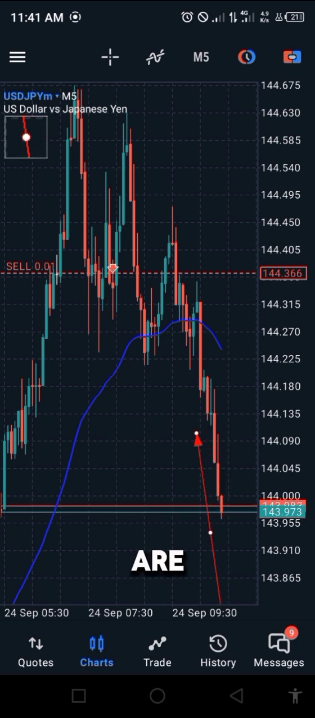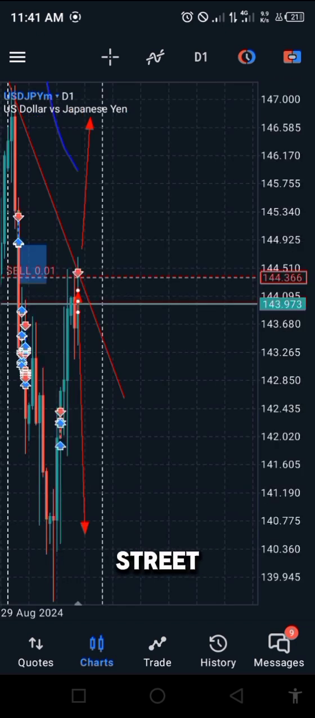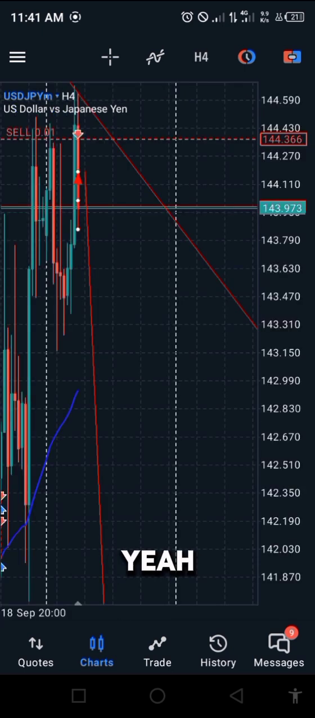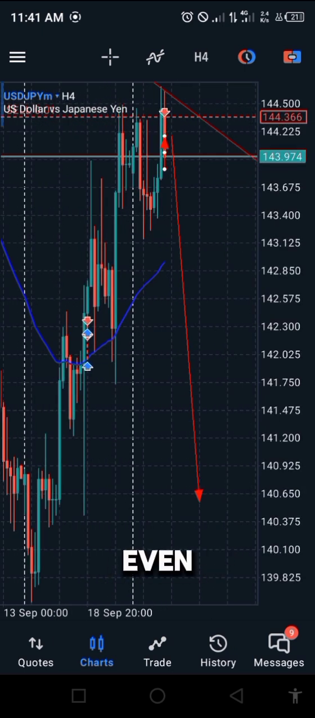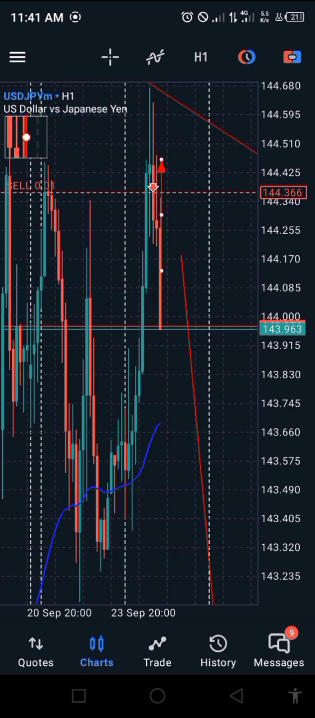So far we are already good, and no matter what, this trade has the capacity to go even further. So let's see again.